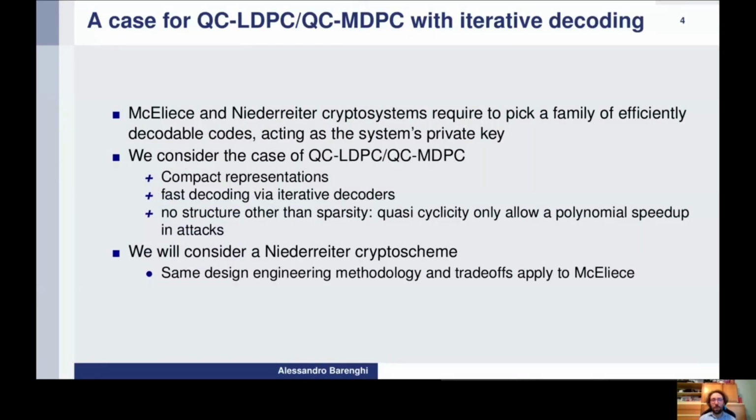QC-LDPC codes are typically chosen in the McEliece and Niederreiter cryptosystems. Why pick them? Because, since they are quasi-cyclic codes, they have very compact representations. Essentially, you can represent the whole parity check matrix with just its first row. They have a good, fast decoder via the common iterative decoding strategies. And the code itself has no other structure than the sparsity and the quasi-cyclicity, because the parity checks along the codeword are randomly picked.